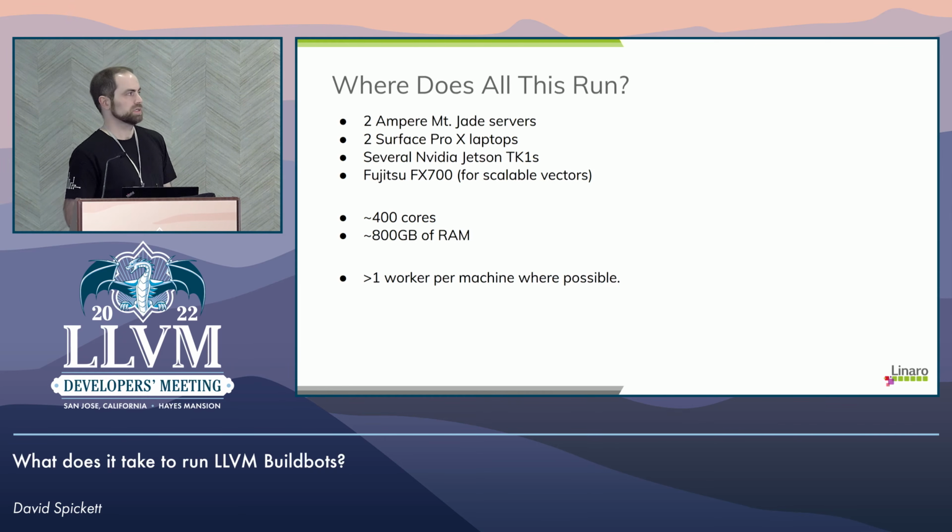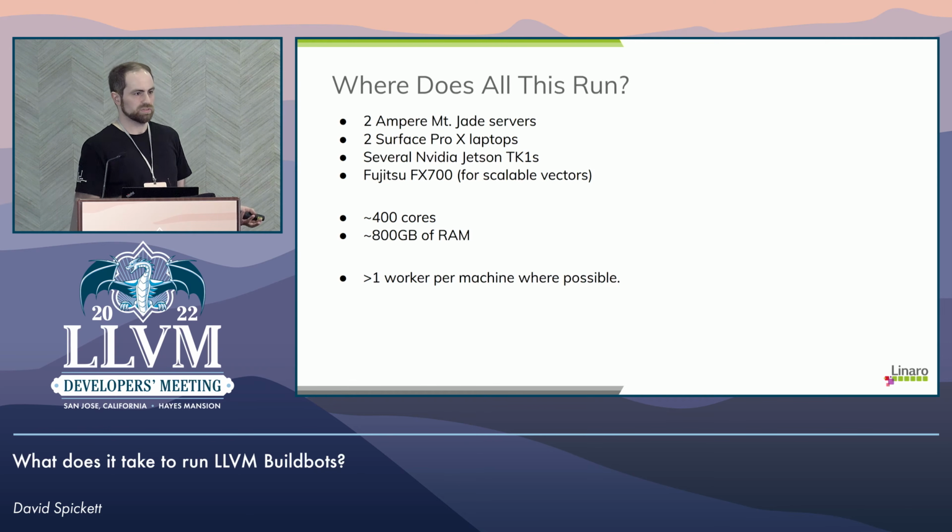So we have these 20-something bots. What do we run them on? The bulk of those run on 2 Ampere Mountain Jade servers. These are 160-core ARM servers, where we run many bots per server. The largest deployment, I think, is 18 bots. Then we have 2 Surface Pro laptops, and that's where we do our Windows and ARM builds. We have a bunch of NVIDIA development boards for ARM v7, that's 32-bit ARM builds. And then finally, we have a Fujitsu FX700, which is specifically for scalable vectors, which is a new ARM extension that's important to Linaro's members.